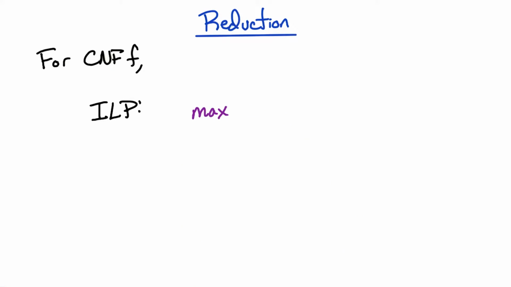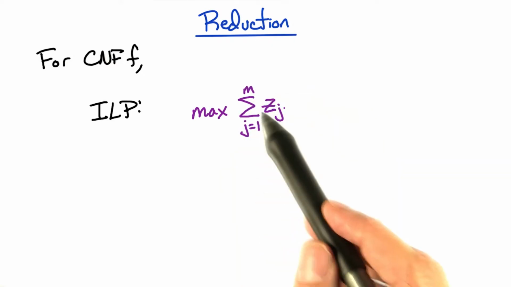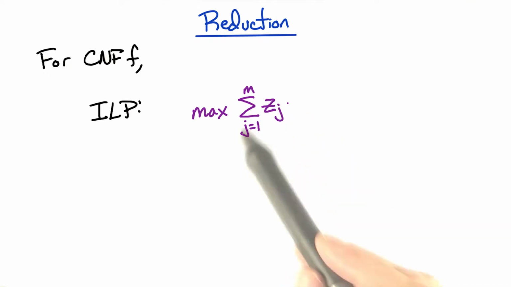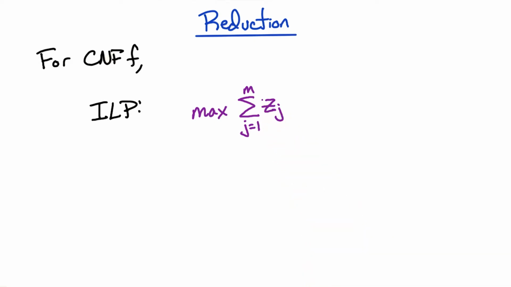For each clause, we have a variable zj, which denotes whether the clause is satisfied or not. It's going to take value 1 if the clause is satisfied and 0 if it's unsatisfied. So since we want to maximize the number of satisfied clauses, that means we want to maximize the number of clauses where their variable zj equals 1. This sum will be the number of satisfied clauses.